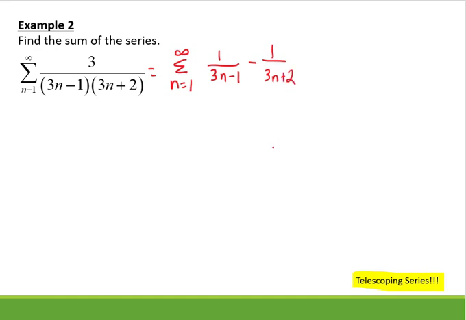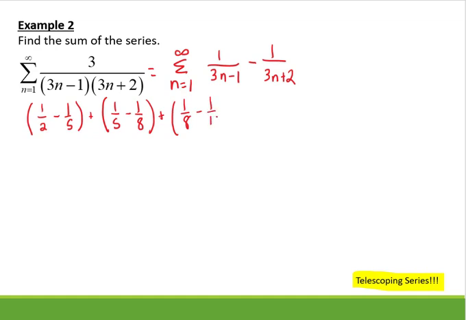Okay. So now let's start plugging in numbers. If I plug in 1, we get 1/2 minus 1/5. And I'm going to add that. If I plug in 2, I get 1/5 minus 1/8. If I plug in 3, I get 1/8 minus 1/11. Hopefully you see a fun pattern showing that the last term and the first term all end up being the same.